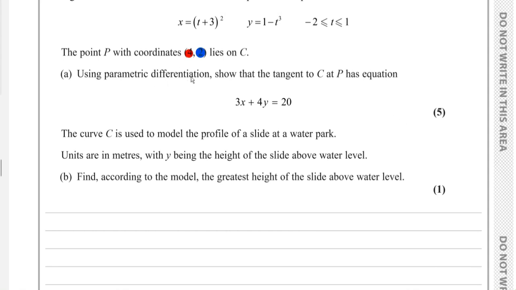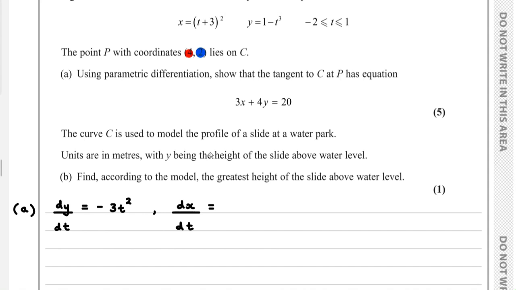Part A. Use parametric differentiation to show that the tangent to C at P has equation 3x plus 4y equals 20. Well, if we use parametric differentiation, we have to differentiate y with respect to t and x with respect to t. And therefore, dy over dx will equal dy over dt over dx over dt. So, differentiating 1 subtract t cubed, dy over dt ends up as negative 3t squared.